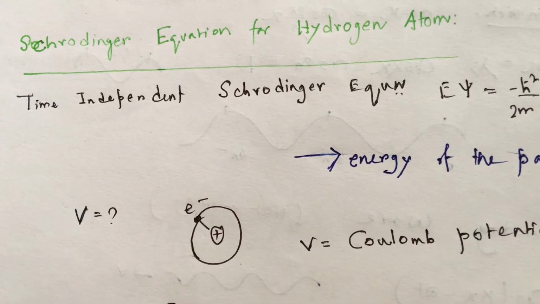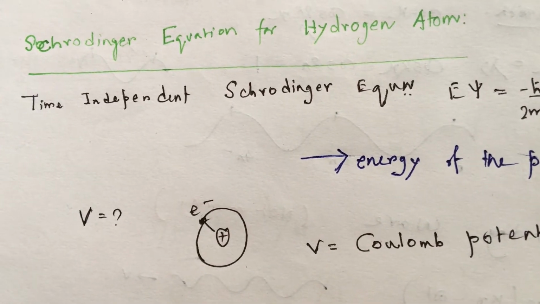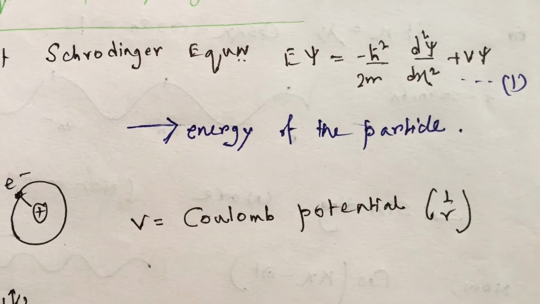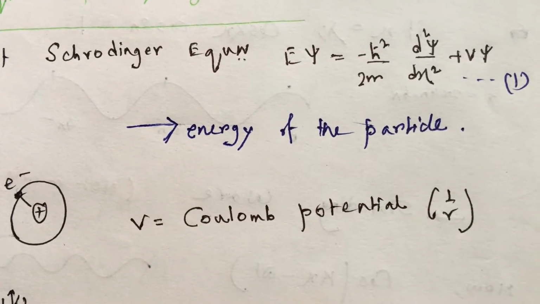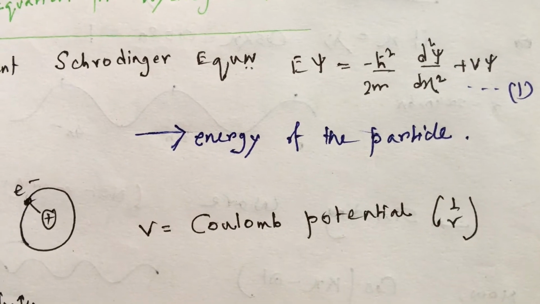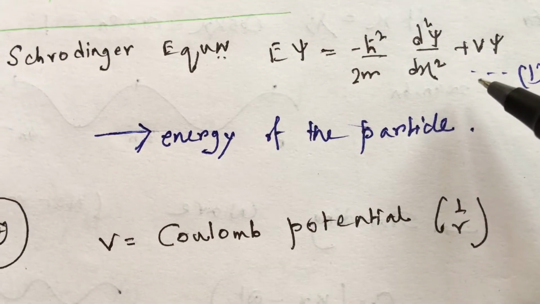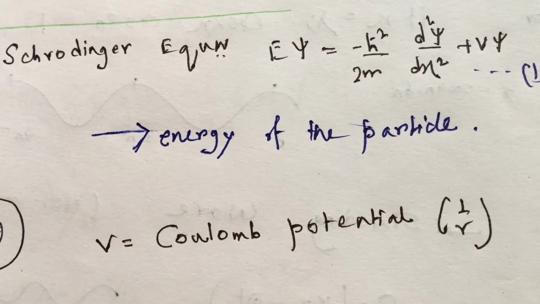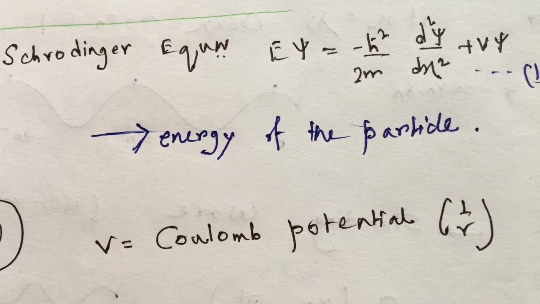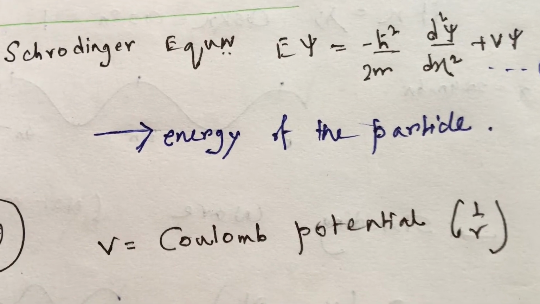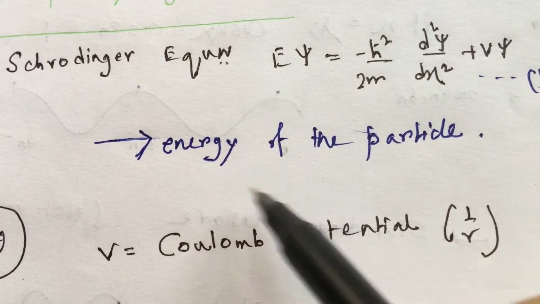Let's solve the Schrodinger equation for the hydrogen atom. Let me recall equation 1, which is the time independent Schrodinger equation, because we do not have any time factor in this equation. The Schrodinger equation tells us the whereabouts of a particle and what its future will be. This equation tells us the energy of the particle too.